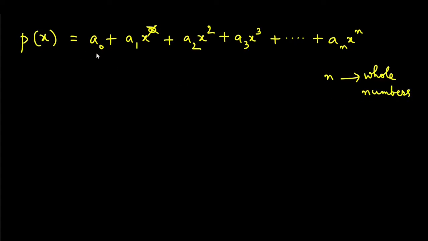Here the coefficients a0, a1, a2, etc. are real numbers. This is a polynomial of degree n when the coefficient an is not equal to 0. When this coefficient an is not equal to 0, this polynomial p of x has degree n.